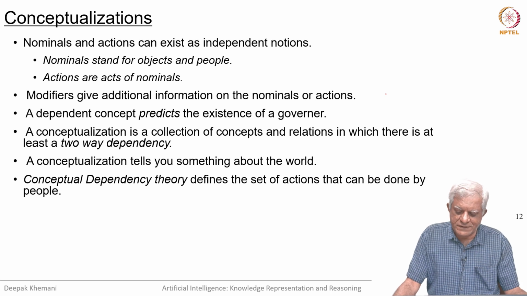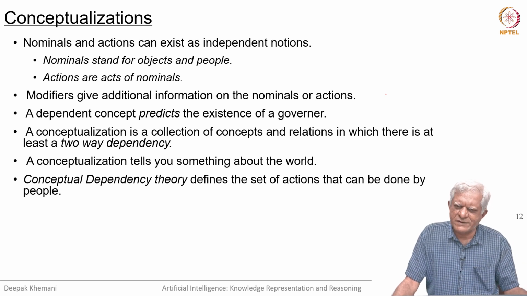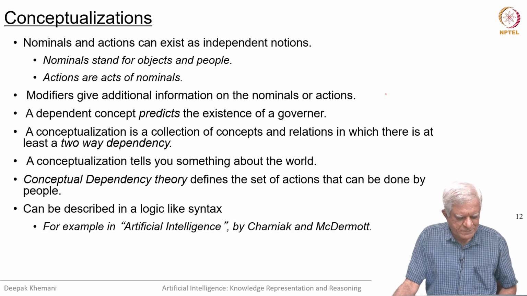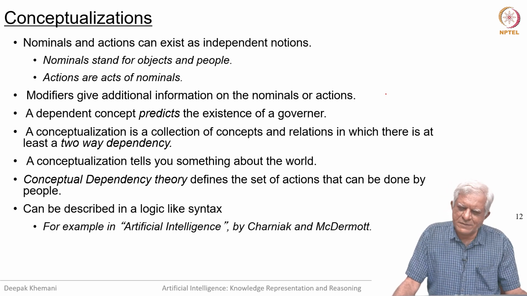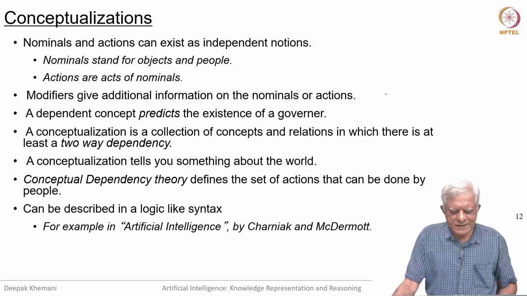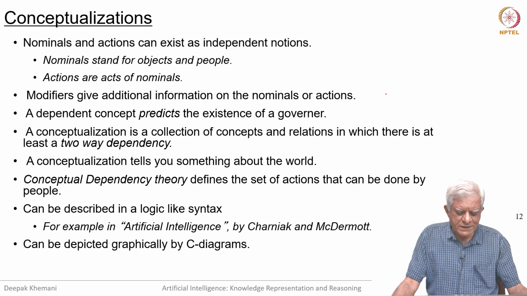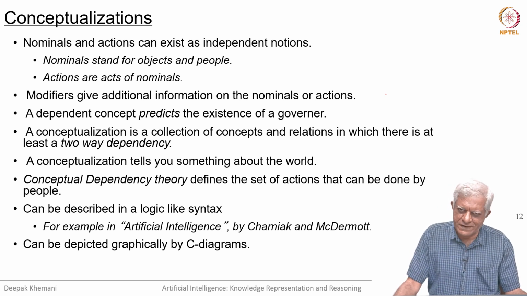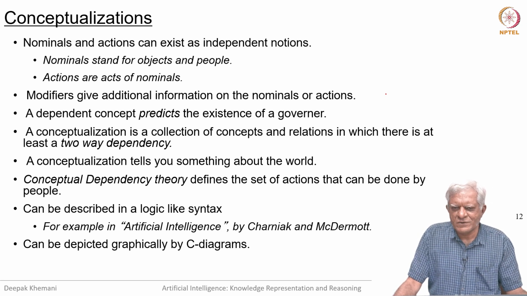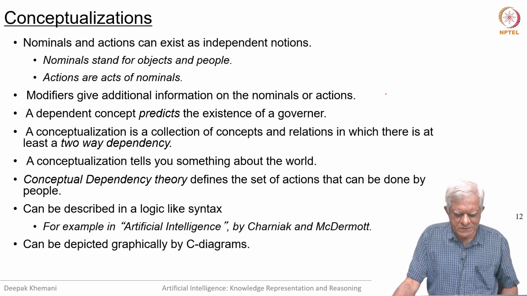Conceptual dependency theory defines a small set of actions. So, there were 2 or 3 versions. In one set there were 11 actions, in another set there were 14 actions, but as you can see they are a small set. It can be described in a logic like syntax. In fact, Charniak and McDermott in their book on AI did describe it using logical syntax. But they can also be depicted graphically by what they call CD diagrams or concept diagrams, which, as you will see, are a little bit close to how we could depict knowledge graphs essentially. There is no essential difference between the two in any case.